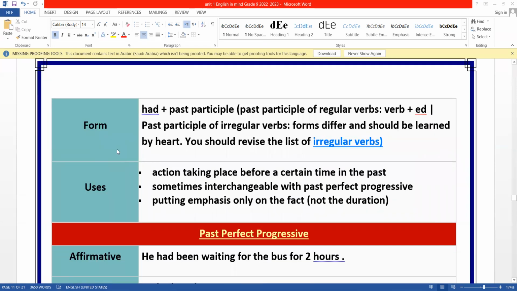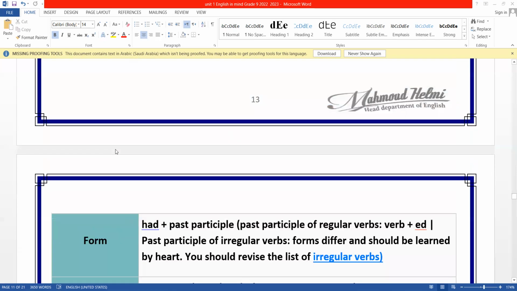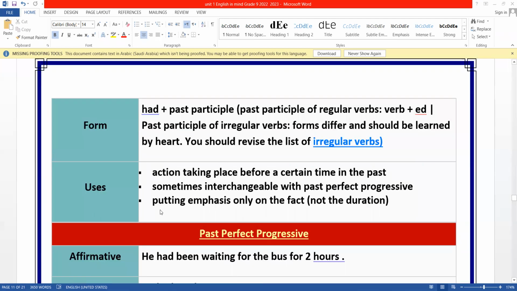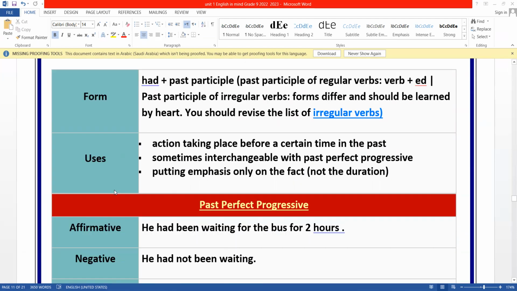The form of the past perfect is had plus past participle. Had plus past participle of regular verbs, we add ed. Past participle of irregular verbs forms differ and should be learned by heart. You should revise the list of irregular verbs. We use the past perfect when we have actions taking place before a certain time in the past, sometimes interchangeable with past perfect progressive, putting emphasis only on the fact, not the duration.